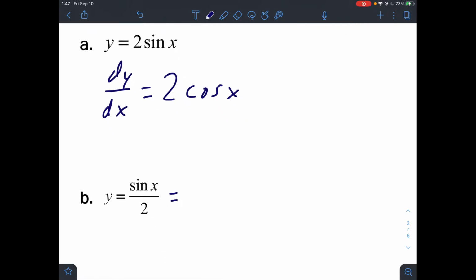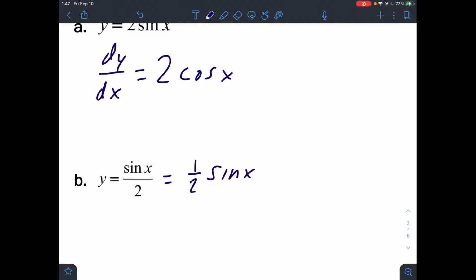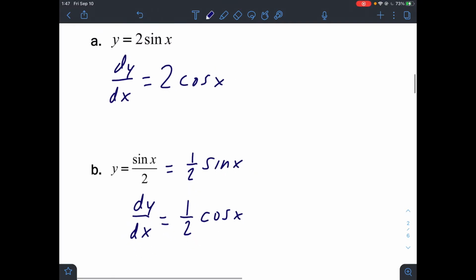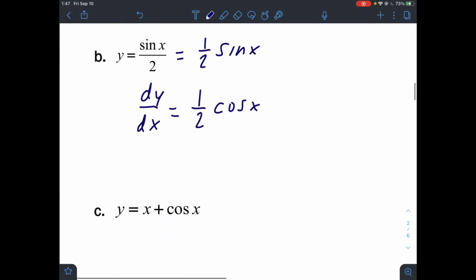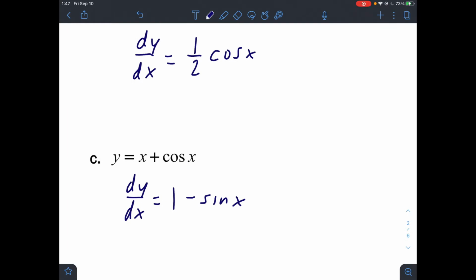Remember, for problems like this, we want to take a look at that denominator. We want to think of it as 1/2 sine x. That's how you want to think about it. Whether you rewrite it or not is up to you, but thinking about it that way is beneficial. So then the derivative of that would just be 1/2 times the derivative of sine, which is 1/2 cosine x. And for C, the derivative of x is just 1, and the derivative of positive cosine is negative sine. So our derivative would be 1 minus sine x.